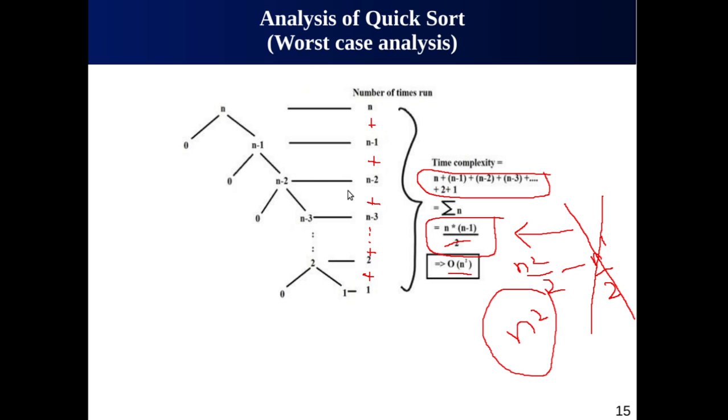Okay, and we used the tree approach. You can also use the recursive approach, or other methods are also available for finding the running time or to analyze the quicksort algorithm. Different methods are available, but the tree method is the simplest method.